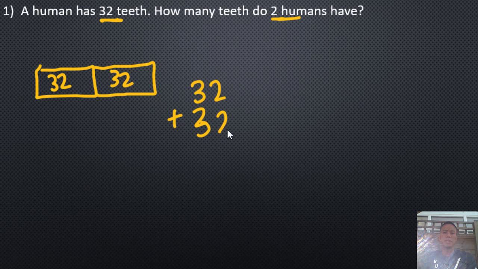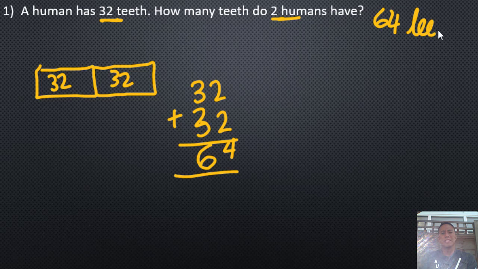32 add 32 is equal to 2 plus 2 is 4. 30 plus 30 is 60, which is represented by 6 in the tens. So the answer is 2 humans have 64 teeth.